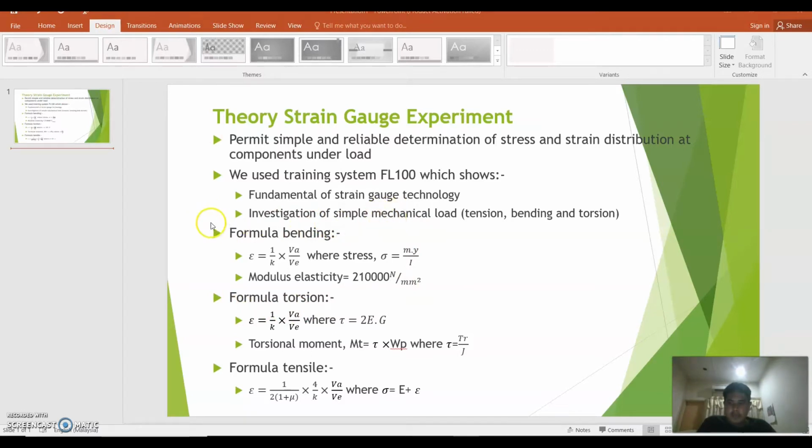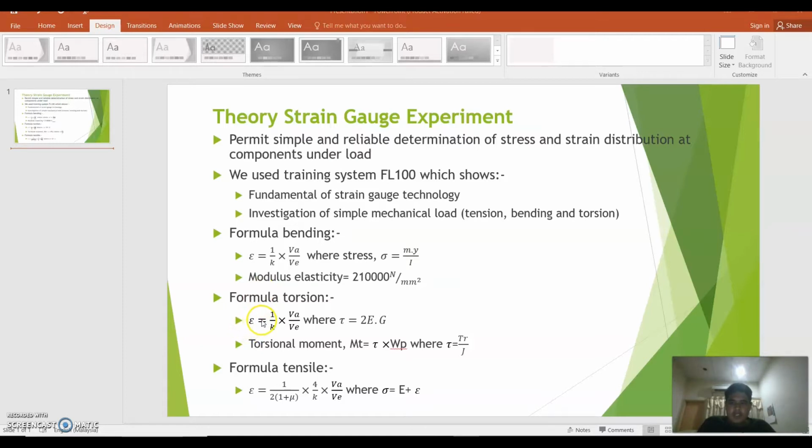For bending, epsilon is equal to 1 over k times VA over VE, and the formula for bending stress is equal to M times y over I. We know the modulus of elasticity has been fixed, which is 210 times 10 to the power of 3, which is 210,000.